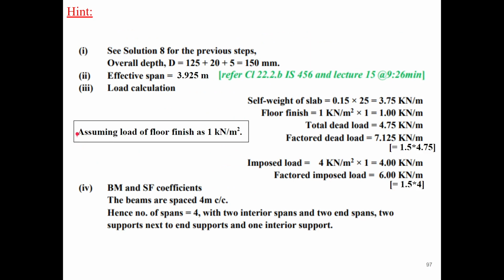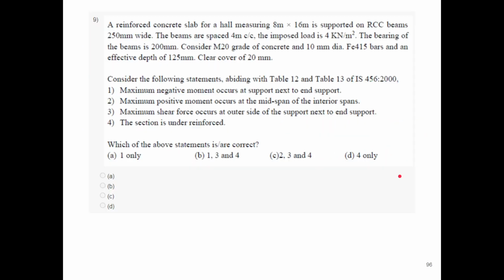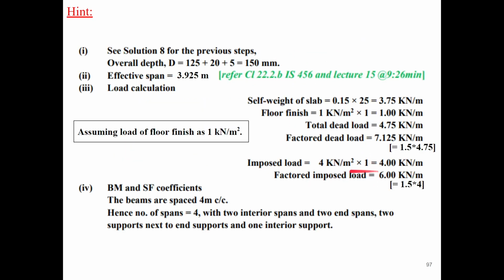As per the last question, the overall depth is 150 and the effective span is 3.925. Load calculation: self weight is 3.75 kilonewton per meter, floor finish is 1 kilonewton per meter, total dead load is 4.75 kilonewton per meter, factored dead load is 7.125 kilonewton per meter. The imposed load is 4 kilonewton per meter, and the factored imposed load will be 6 kilonewton per meter, and we assume load of floor finishes 1 kilonewton per meter square.